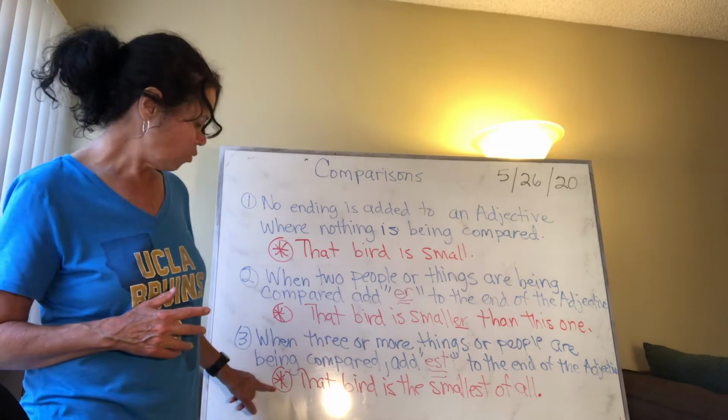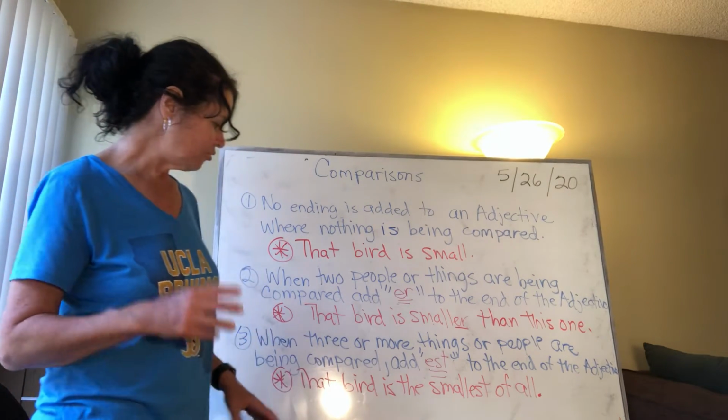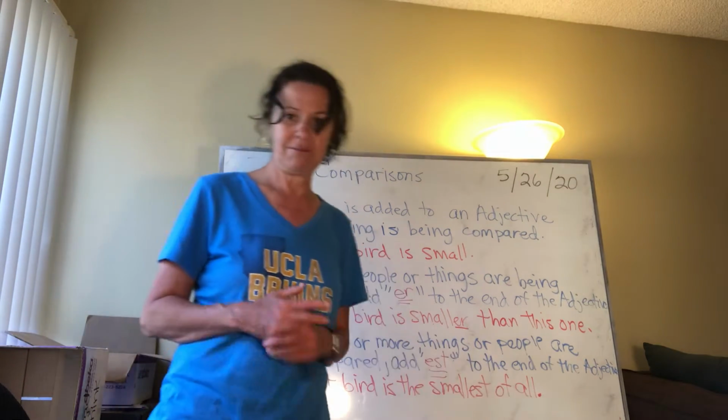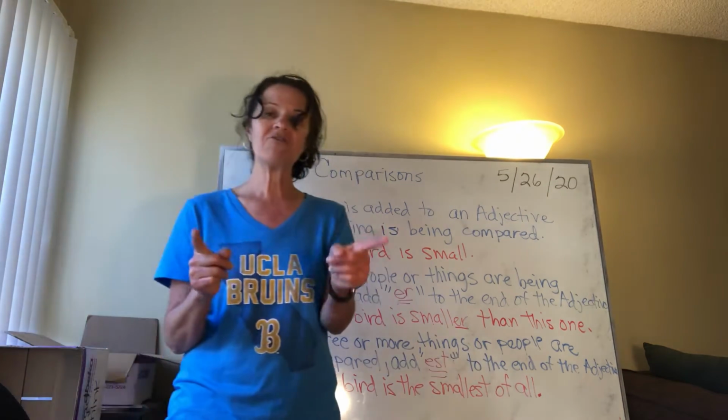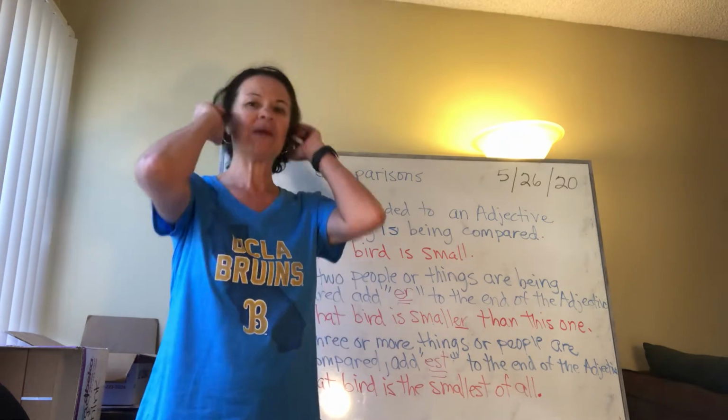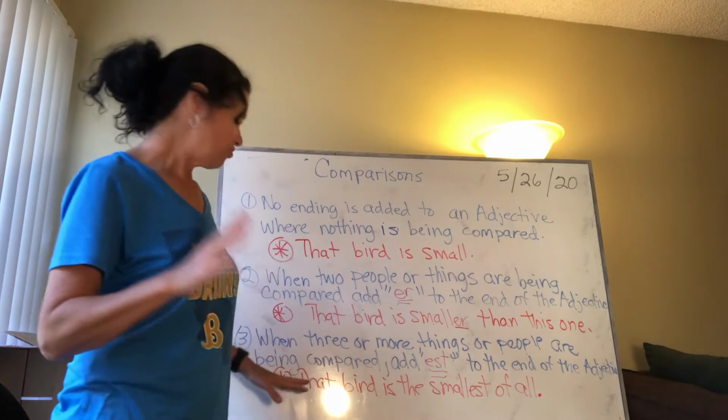So here we're comparing that bird to other birds. That bird is the smallest of all. Not comparing it just to one other bird. Verb and bird sound a lot alike. Forgive me, I have verbs stuck in my head right now. Let's try that again.